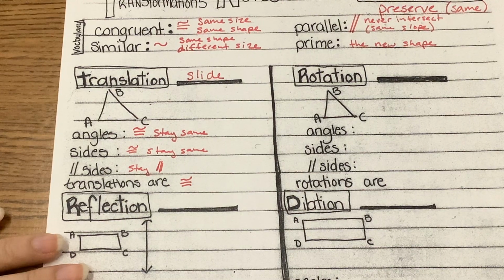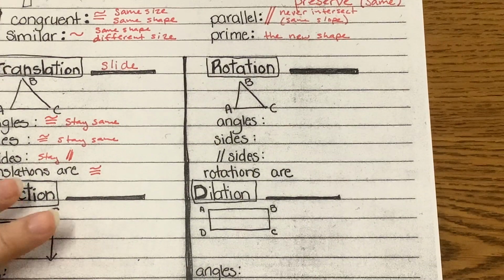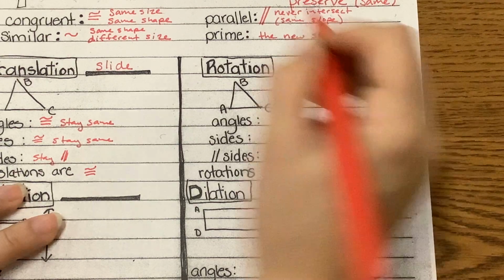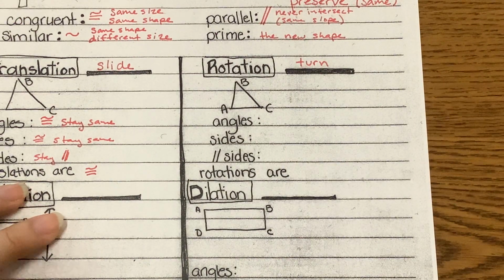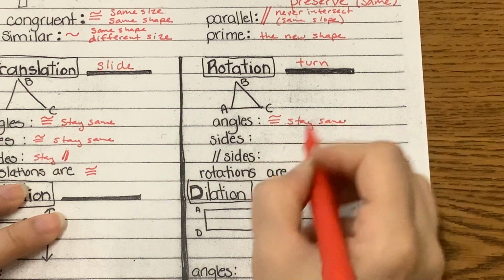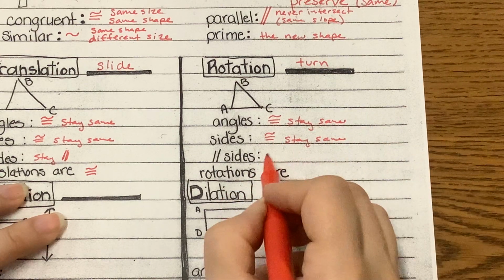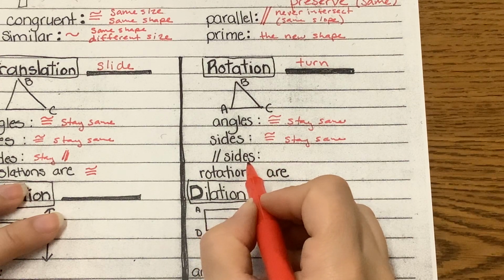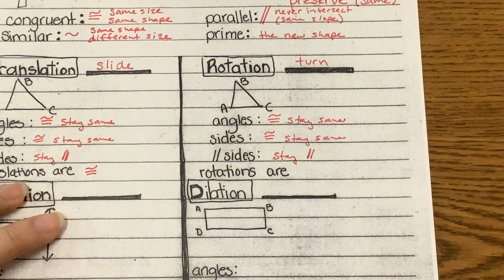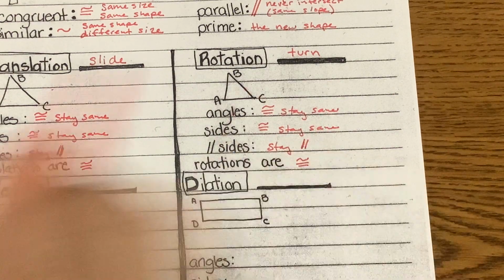All right, for rotations, it's pretty much the same thing again. Rotation means that you were going to turn it. We're turning the shape. Angles all stay congruent. They stay the same. All sides are congruent. They stay the same. And if we had parallel sides, those parallel sides would also stay parallel. So rotations are congruent as well.